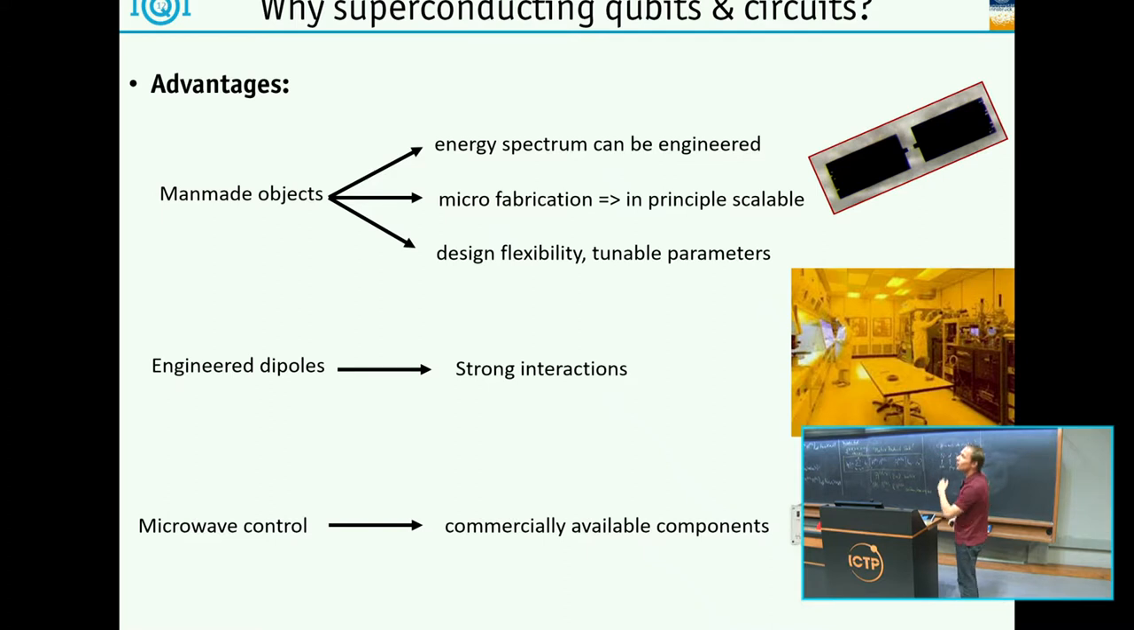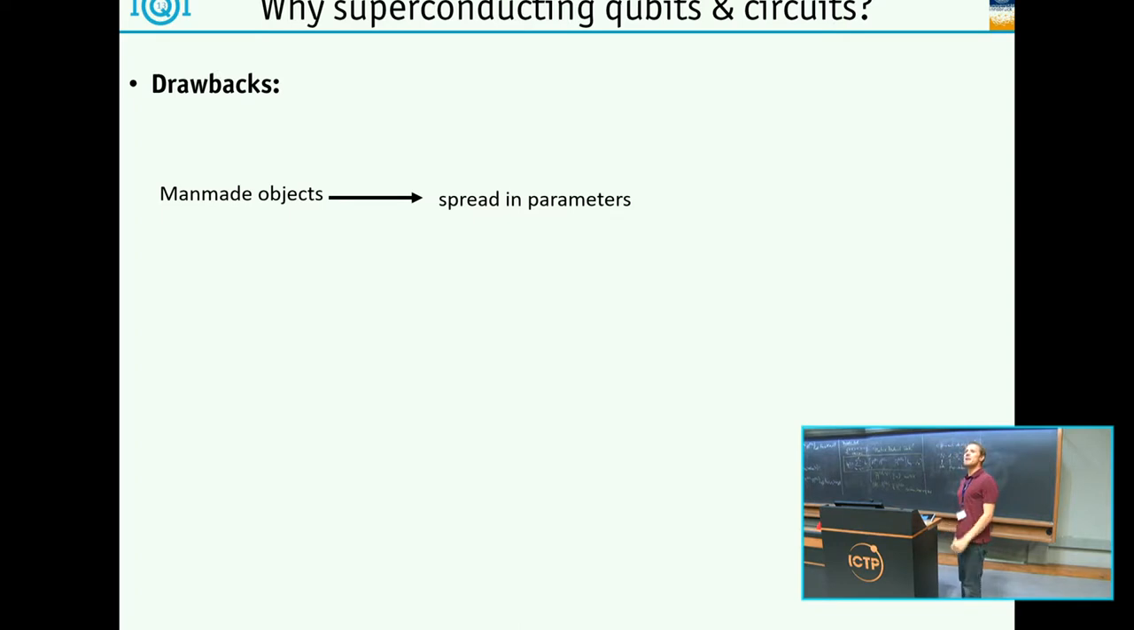Of course, no advantage comes without a disadvantage. Well, they are man-made objects. So all of the advantages we just discussed also mean there will be a spread in parameters. Essentially, it will be impossible for me to create two perfectly identical superconducting qubits, which means that, unlike atoms or ions, which I can perfectly use for atomic clocks, with a superconducting qubit I claim this will never be possible, not to the same degree. So wherever I take, I don't know, a calcium ion around the world, we will have the same transition frequency if I do the experiment right. But for superconducting qubits, it will not be correct.